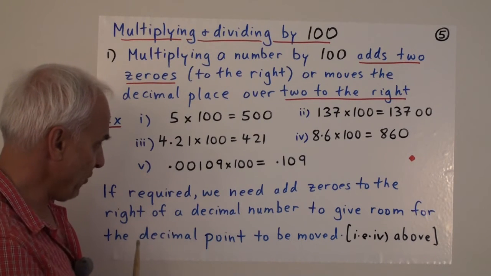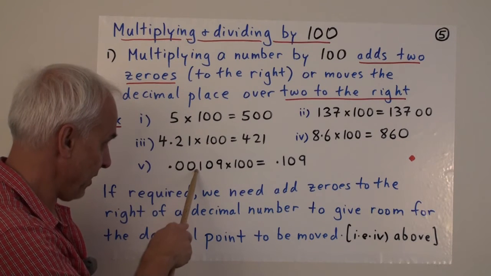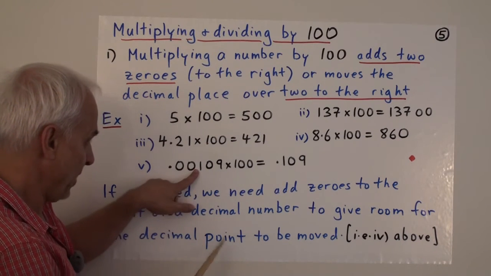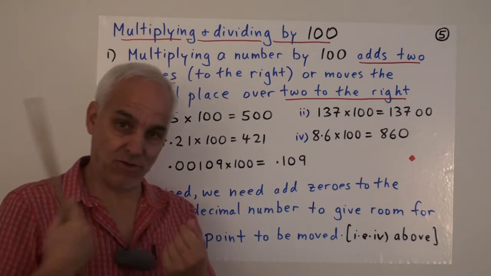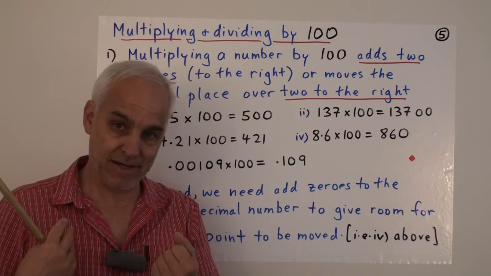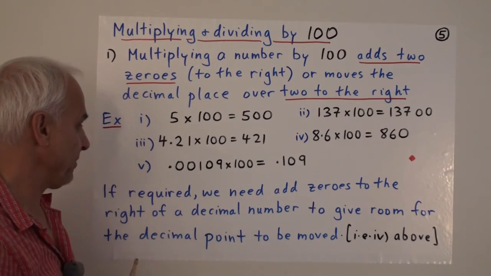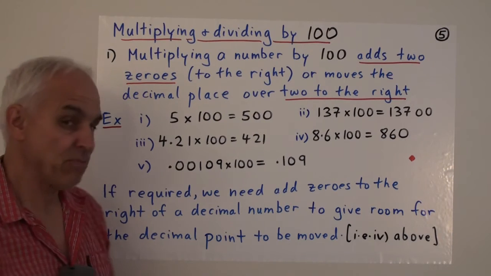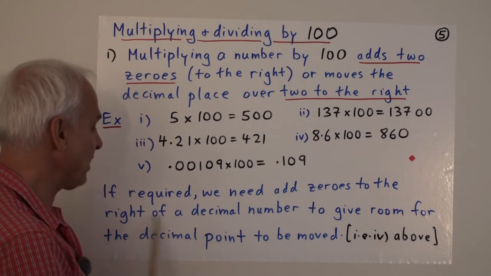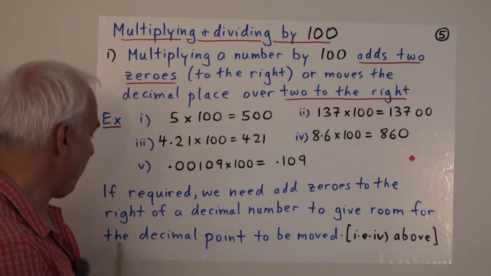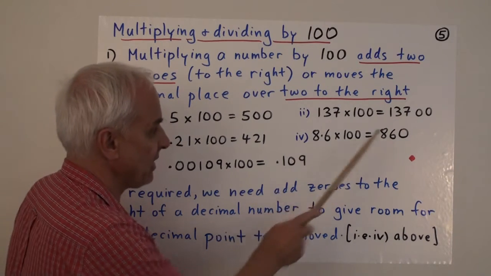How do we multiply by 100? We move the decimal place over 2 places to the right, right to there. And once it's there, it's 0.109. We can ignore the zeros that are to the right of the decimal point if there's nothing in front of them. So we get 0.109. And let's point out that if required, we need to add zeros to the right of a decimal number to give room for the decimal point to be moved, as in this example here.